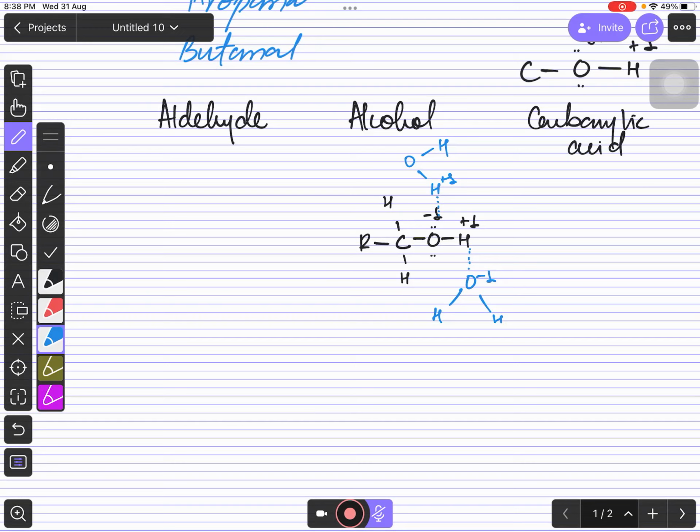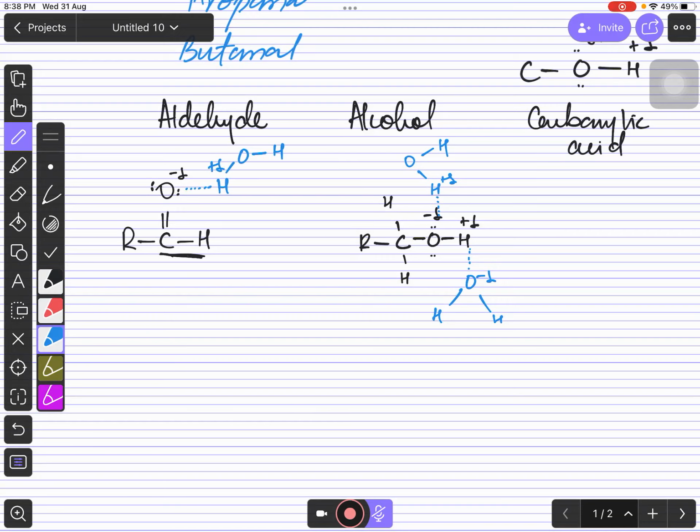But if you talk about aldehyde, it is carbon, double bond oxygen, and hydrogen. This hydrogen is directly connected with carbon, and carbon and hydrogen have almost similar electronegativities. So that is why it has no charge on this hydrogen in aldehydes. So the only element over here is oxygen, which is negative. So when you talk about hydrogen bonding with water, only a single molecule of water is going to be hydrogen bonded with aldehyde, right?